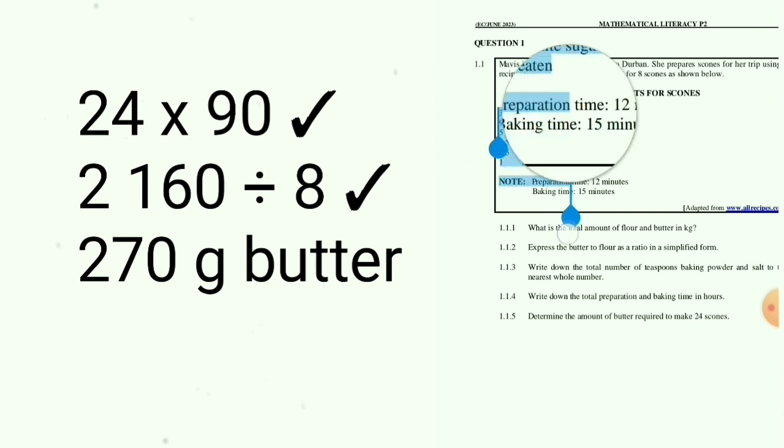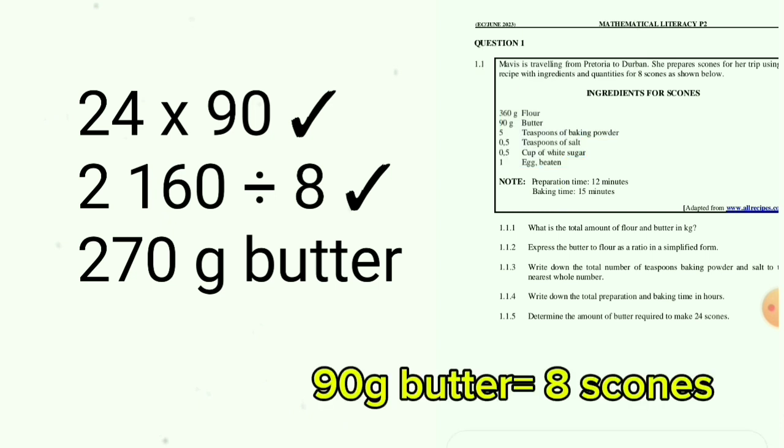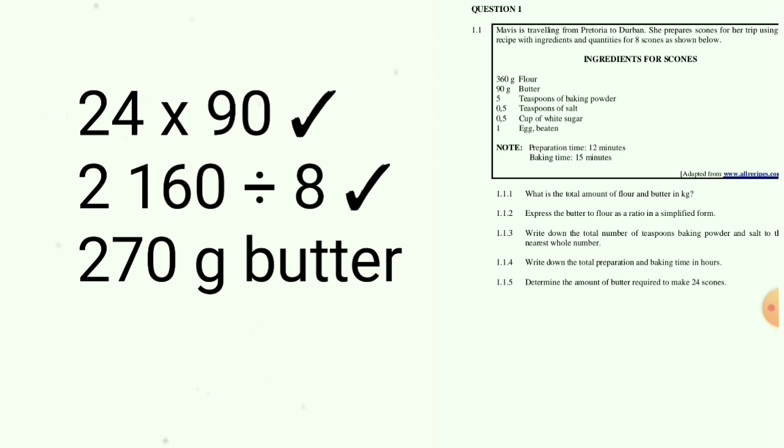All of this can make 8 scones. This 360 gram flour, 90 gram butter, 5 teaspoons of baking powder, they make 8 scones. So we divide by 8. That simply means I could summarize by saying the 90 gram butter makes 8 scones. I hope you guys can hear me carefully.